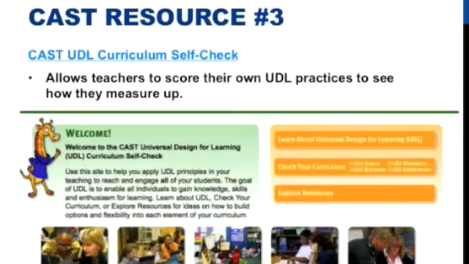The last resource I'd like to share with my school would be the CAST.org website. It has a UDL curriculum self-check. It allows teachers to gauge their own use of UDL and see where they can improve. The previous two resources shown have lots of tools to help any teacher improve that practice.